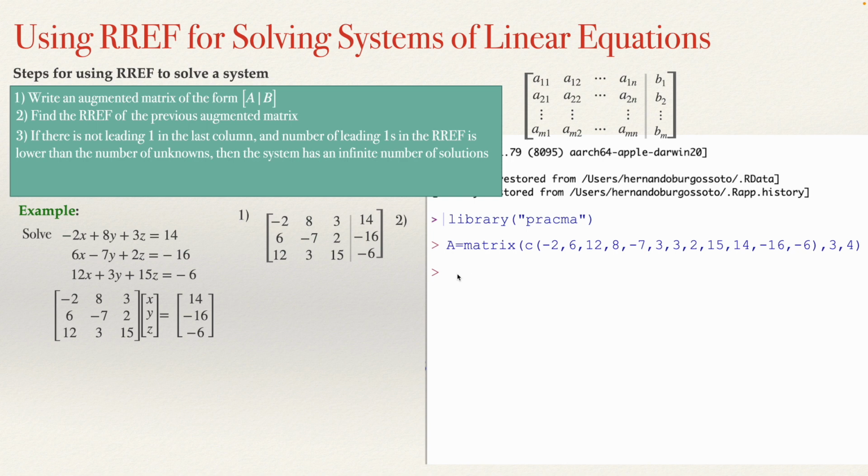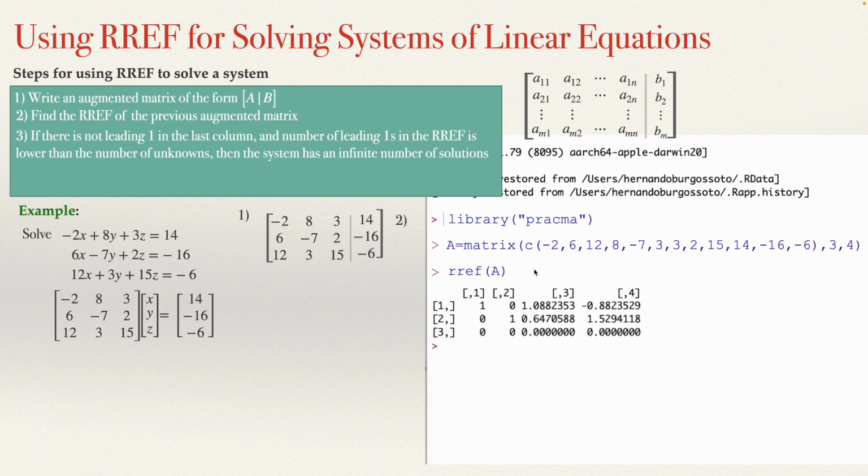The only thing you need to do is type rref of A, so A in brackets. Anytime, the argument you notice in R is in brackets. And now that you have typed this, you can press enter. If you press enter, R gives you the solution, the reduced row echelon form.